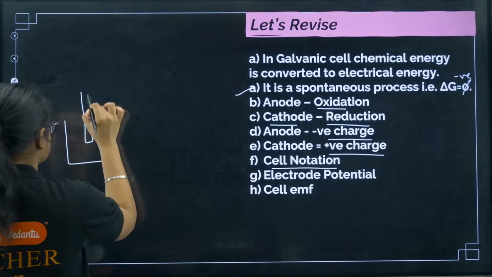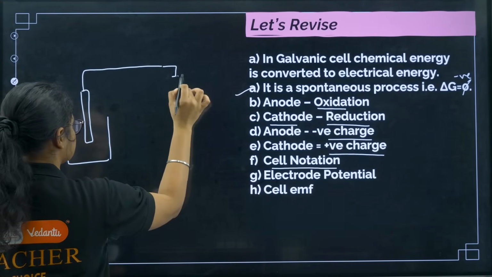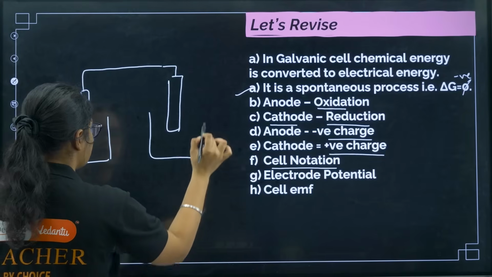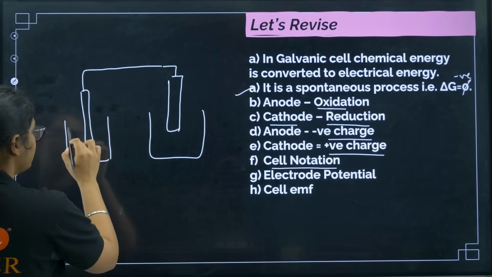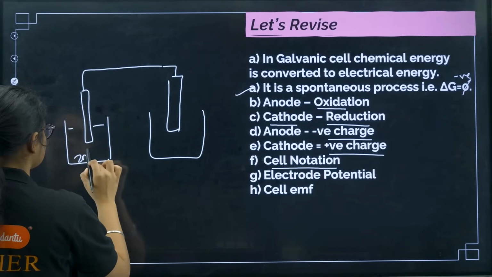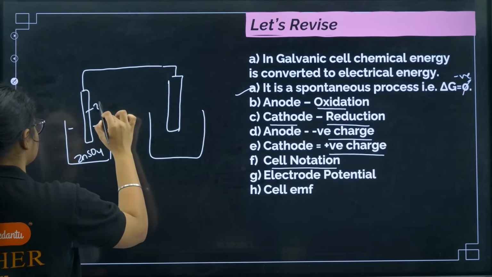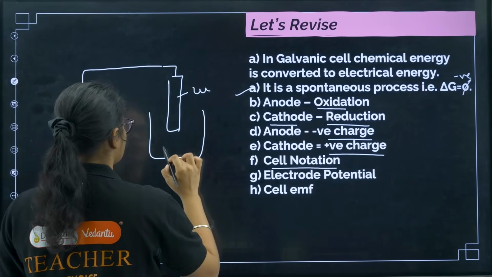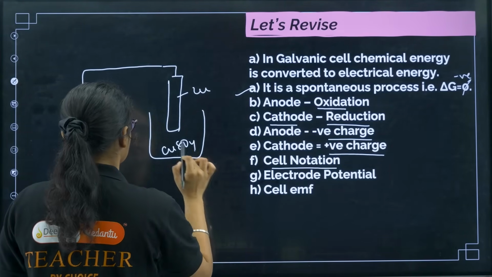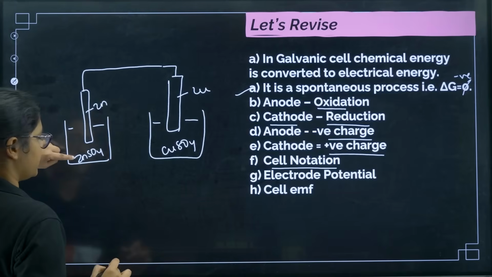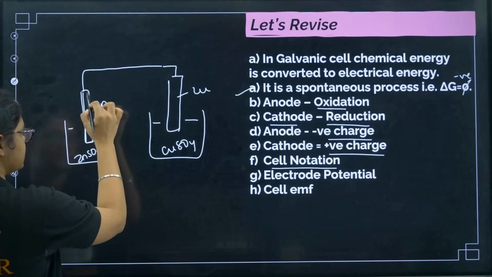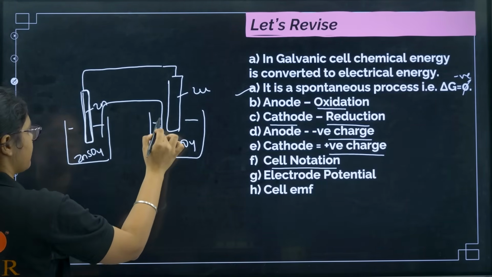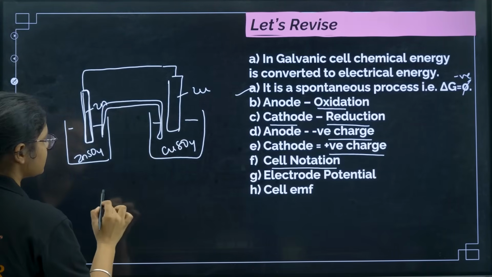Suppose I have this rod. You have to remember that you have to start from the left hand side. Here I have taken zinc sulfate. This is the zinc rod, this is the copper rod, and this is copper sulfate. So you have to start from here. This is my zinc rod, and I have a salt bridge here. So you have to start with the zinc rod.